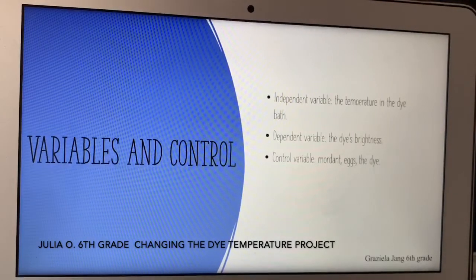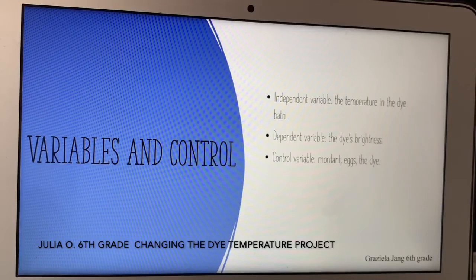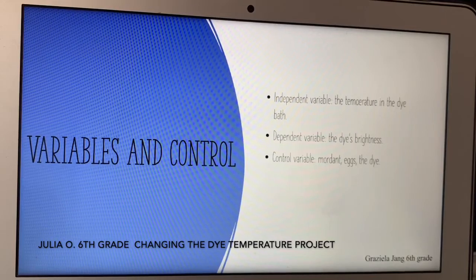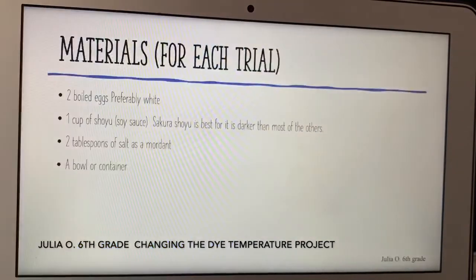Our variables and controls were: the independent variable was the temperature in the dye bath, the dependent variable was the dye's brightness, and the control variable was the mordant, the eggs, and the dye.